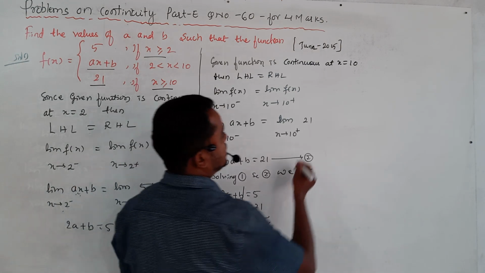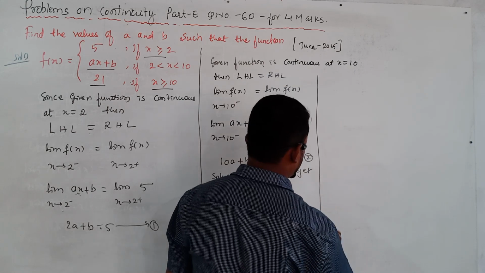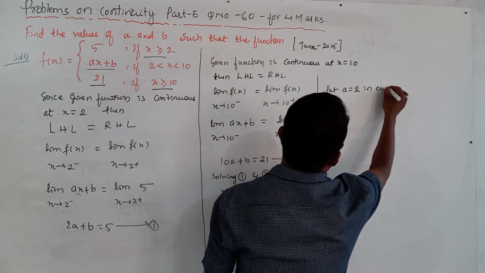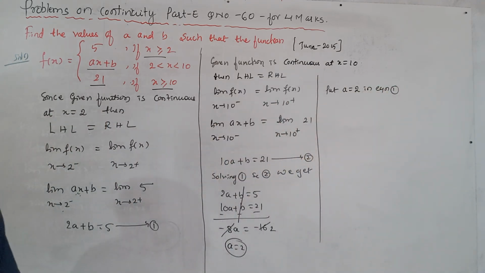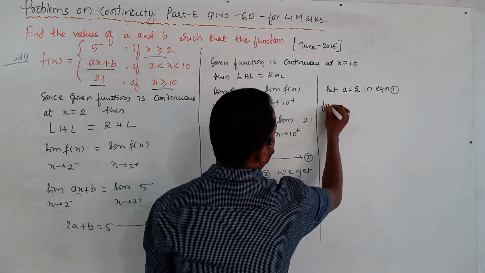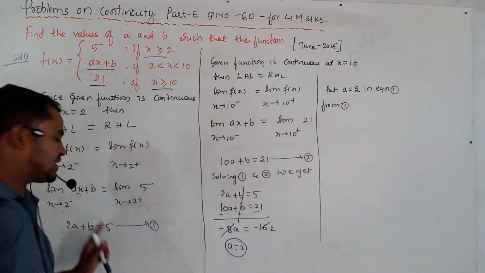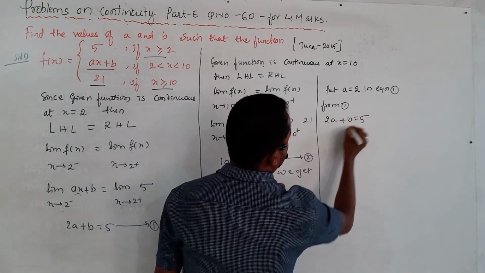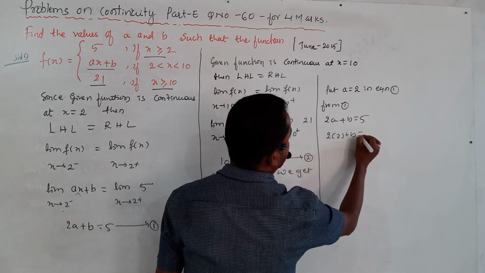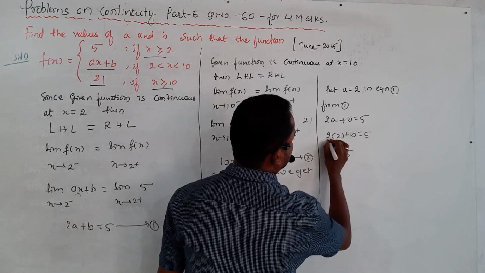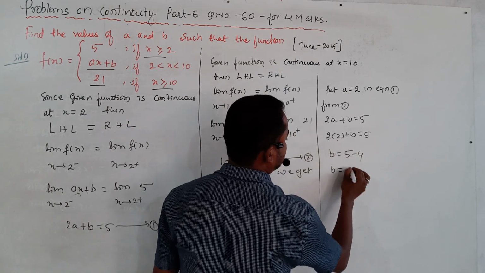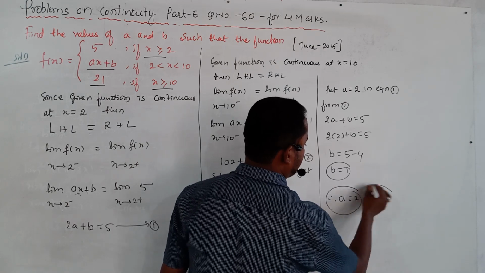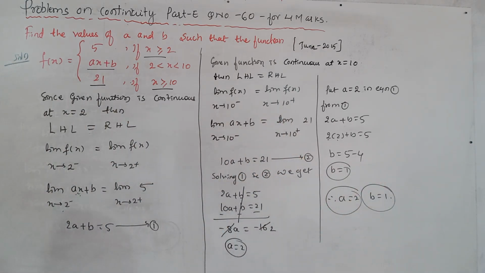Put a is equal to 2 in equation 1. From 1, 2a plus b is equal to 5. 2 into 2 plus b is equal to 5. Then b is equal to 5 minus 4, so b is equal to 1. Therefore, a is equal to 2 and b is equal to 1. So this is the final answer.